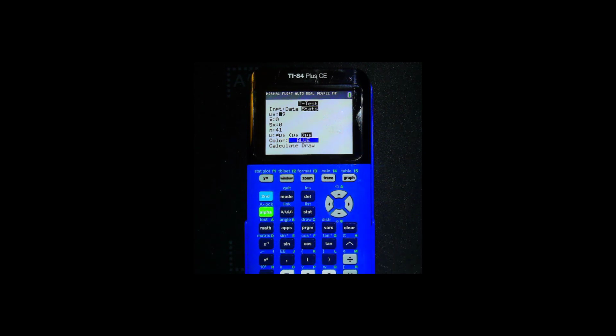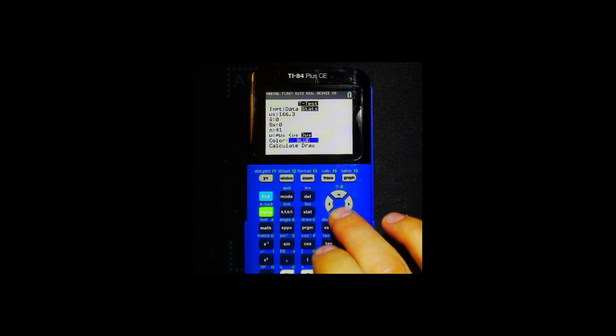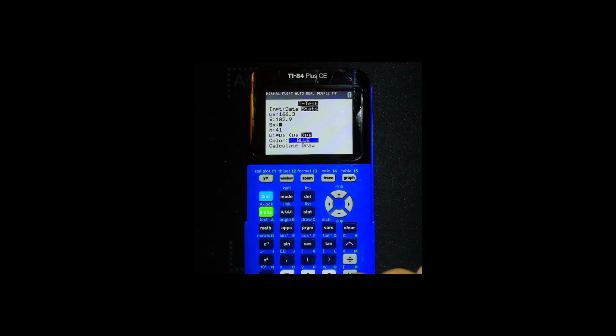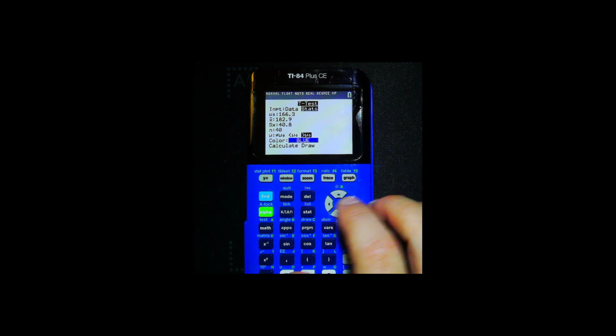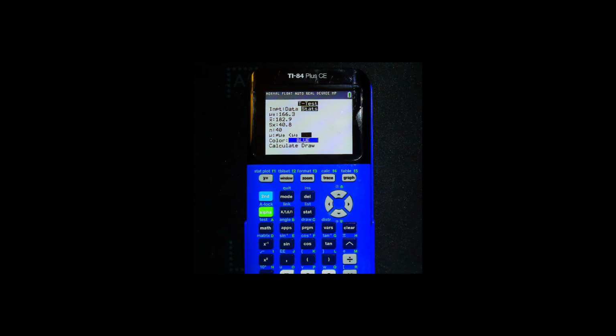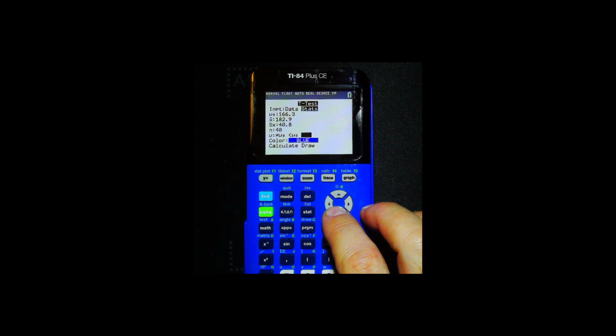The null hypothesis mean is 166.3. The sample mean was 182.9, and the sample standard deviation was 40.8. The sample size was 40. In this case, it's a one-tailed test where the alternative hypothesis is that the weights have actually increased.